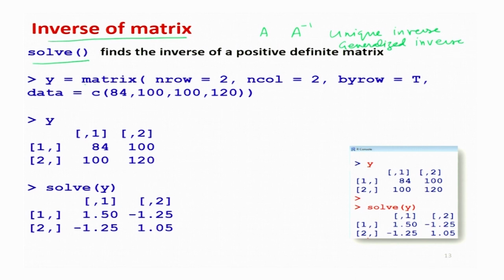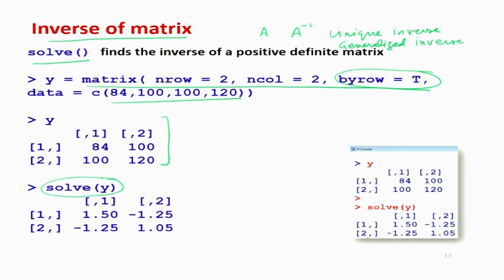For example, if you create a matrix Y which is of order 2 by 2 and the values are 84, 100, 100, 120 which are arranged row wise. Now this is your matrix Y, and if you want to find out the inverse of this matrix Y, you simply write solve Y and it will give you this outcome. And if you want to verify, if you multiply Y and solve of Y, the outcome will come out to be an identity matrix. This is the rule of any matrix.